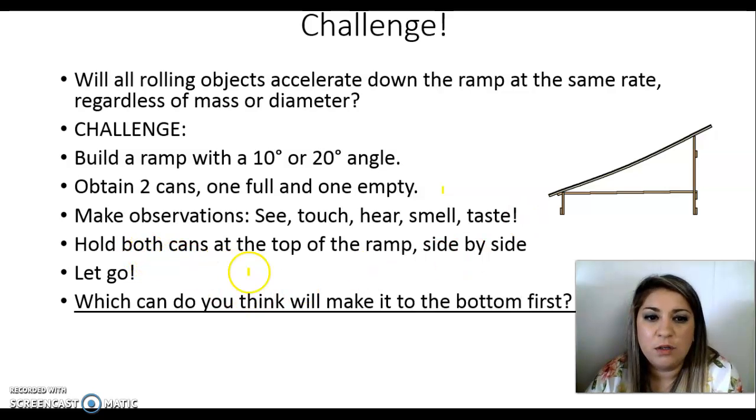And I want you to hold both cans at the top of the ramp, side by side, the one that's full and the one that's empty. Then you're just going to let them go and watch them roll down your ramp, okay? And now you're going to answer this question: which can do you think will make it to the bottom first, and why? So remember the inertia that we just talked about, an object's resistance to change. Remember acceleration, which is a change in an object's direction or speed. And remember what rotational and translational kinetic energy are.